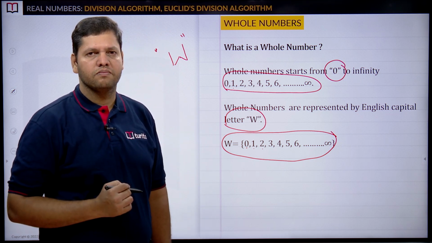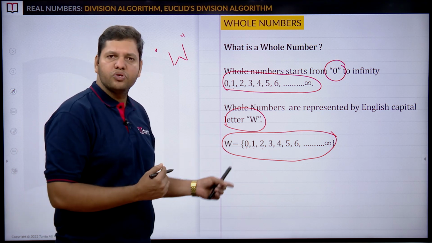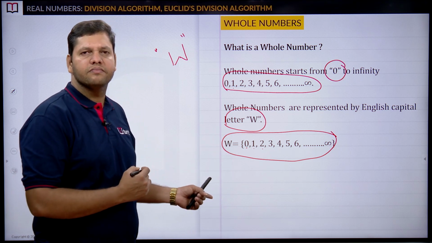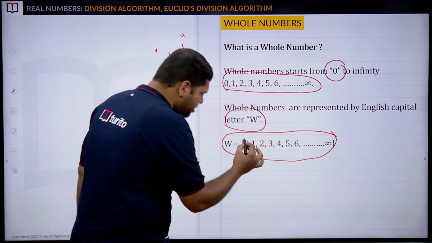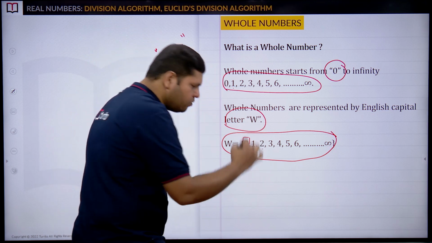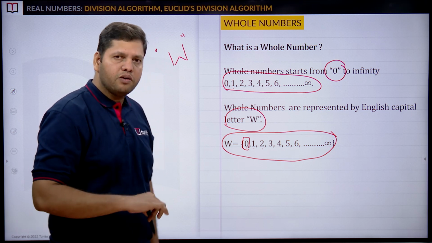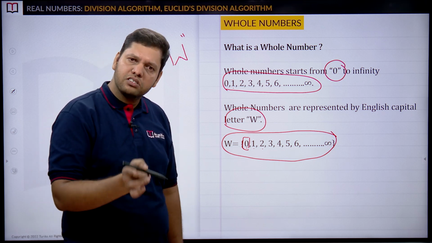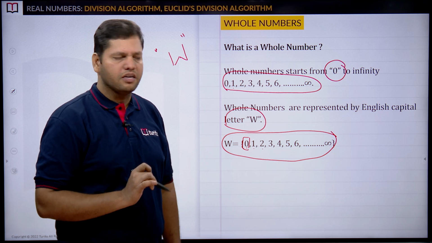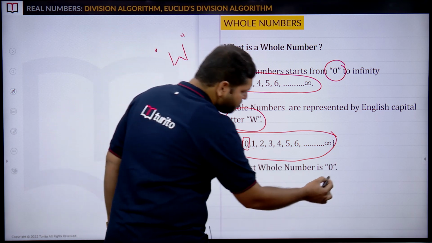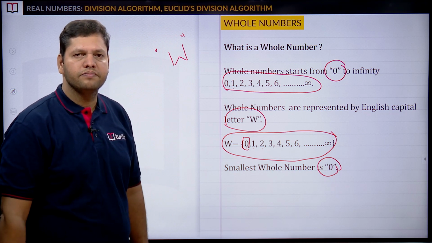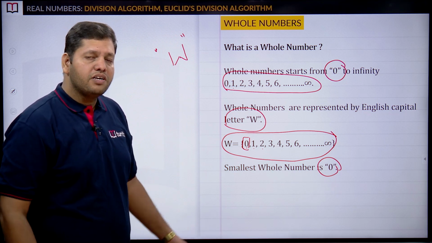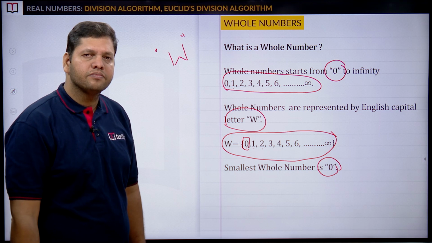Now my question is, what is the smallest whole number? Tell me, children. By looking at the set of whole numbers, you can give an easy answer. Yes, it is 0. Because the numbers start from 0, it is the smallest whole number. Therefore, the smallest whole number is 0.